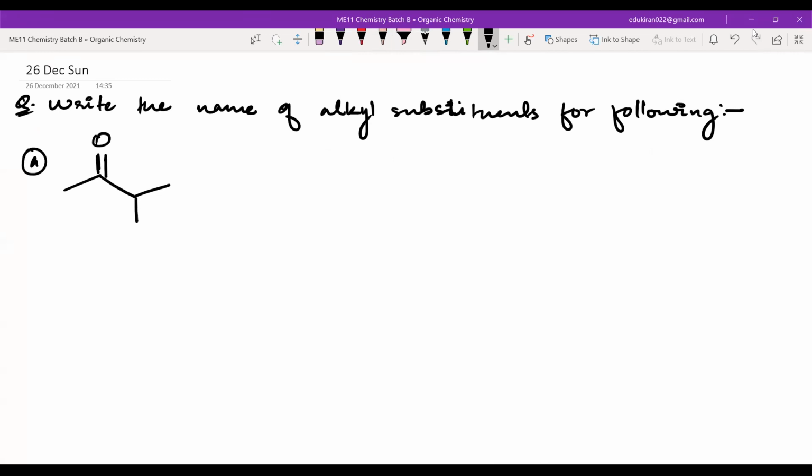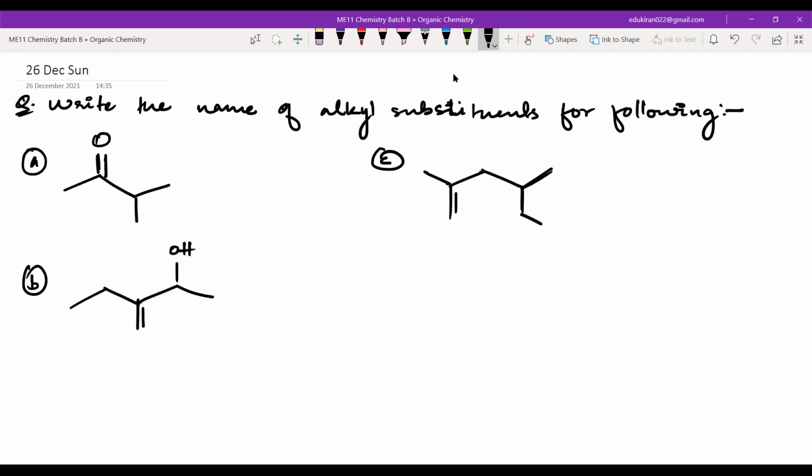okay, so this is C double bond O. OH. So can you guys try these?